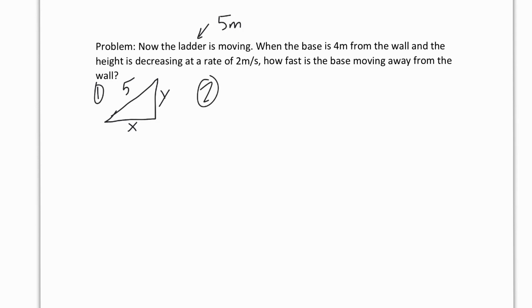Step 2, we need to identify the rate we're looking for. We're looking for how fast the base is moving away from the wall. That would be dx/dt, the rate of x in terms of time. So how fast is it moving in meters per second? How fast is the base moving away from the wall? And this, we don't know. We don't know how fast it's moving. That's our question.